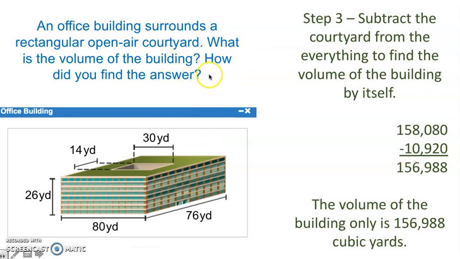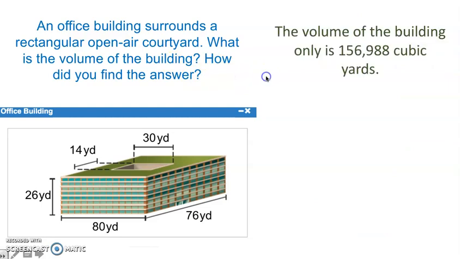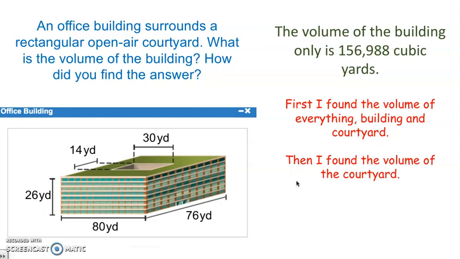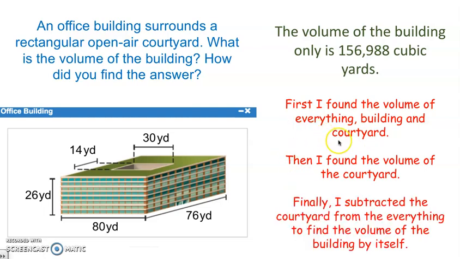Now I need to tell how I got my answer. Here's the volume of the building by itself. First, I found the volume of everything, the building and the courtyard. Then I found the volume of the courtyard by itself. Finally, I subtracted the courtyard from everything else to find the volume of the building by itself. It may seem like it's a little tricky, but if you break up these pieces, you should be able to figure it out.